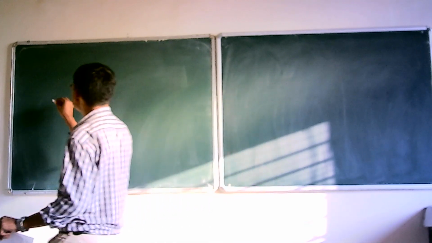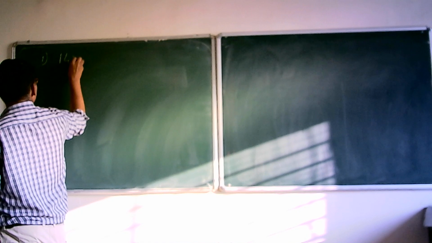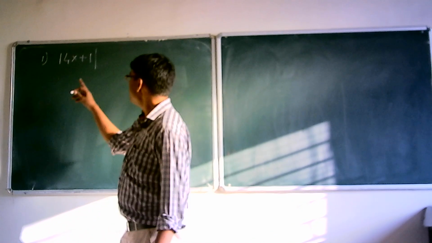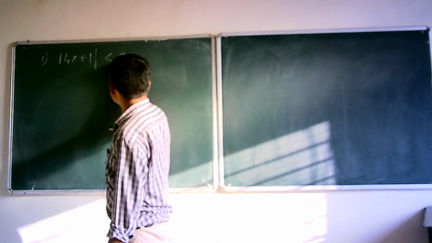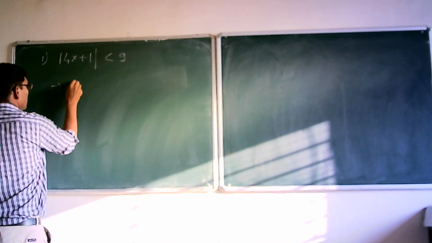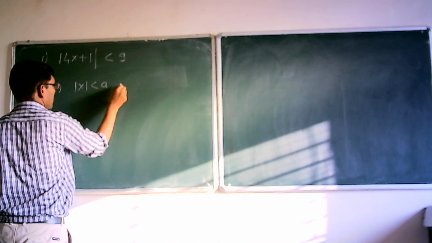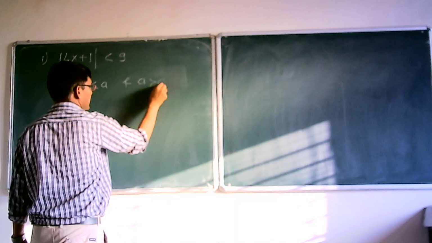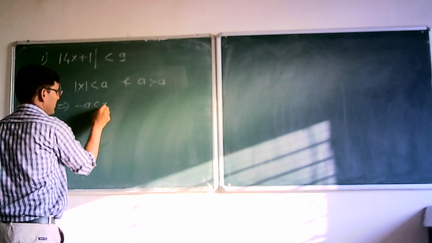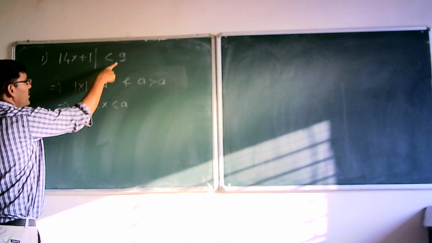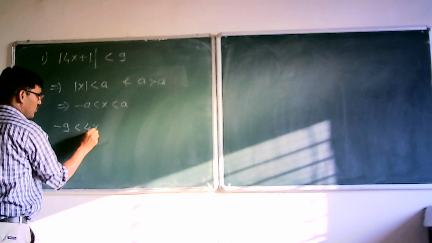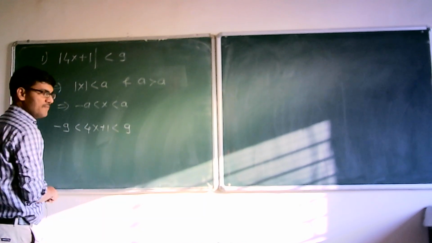Okay, so first question: solve modulus of 4x plus 1 less than 9. All of you know that if mod of x is less than a and if a is greater than 0, then this inequality can be solved as minus a less than x less than a. Now here 9 is greater than 0, so we can write this as minus 9 less than 4x plus 1 less than 9.